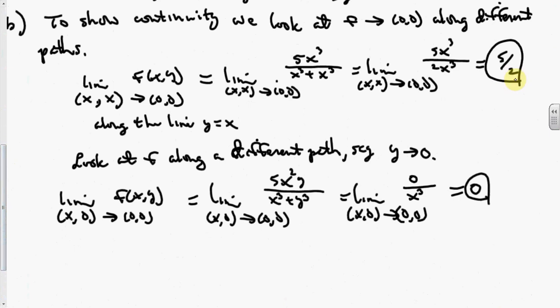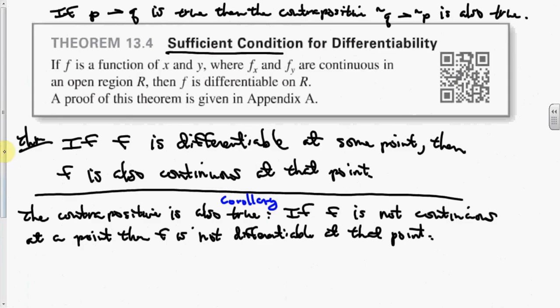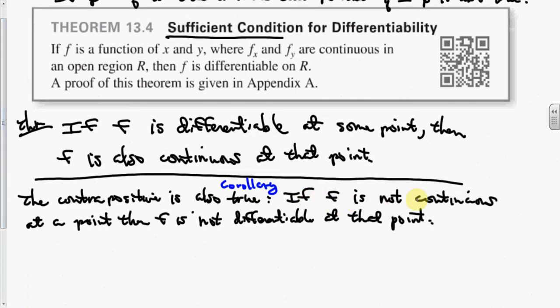And it doesn't matter what path you trace along, y going along a parabola trying to get there. So as you can say, as y goes to x squared, you can look at that. It doesn't matter which path you take, you're going to keep on getting different values. So getting different values means that the function is not continuous at 0 comma 0. Again, I wrote it here: if f is not continuous at a point, then f is not differentiable at that point. I'm using my corollary.